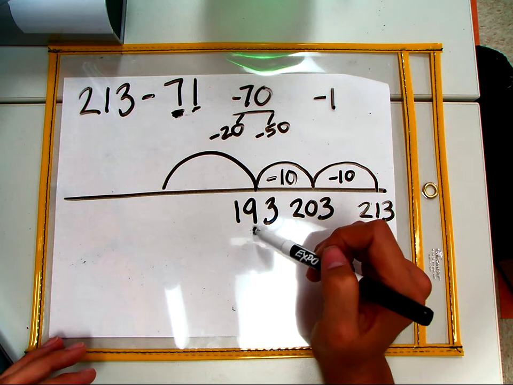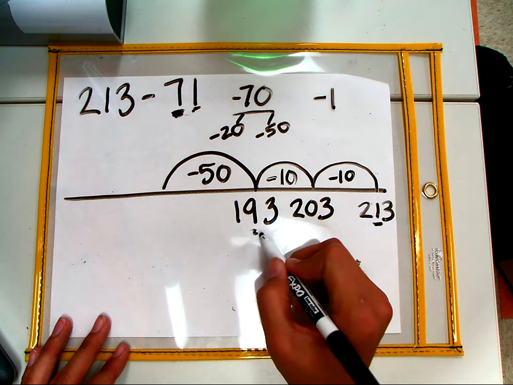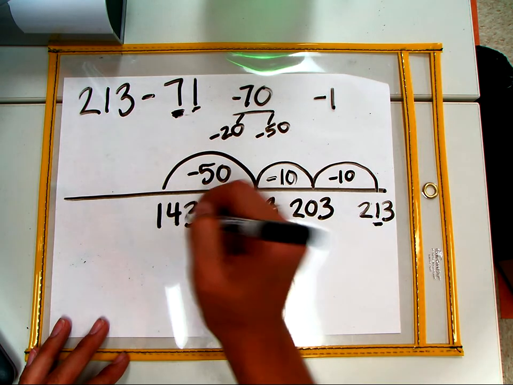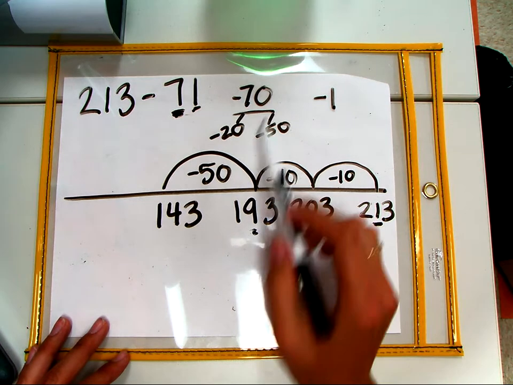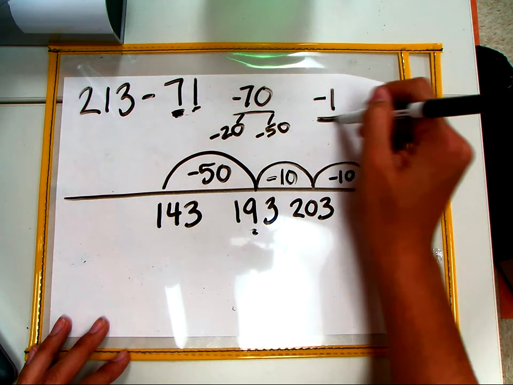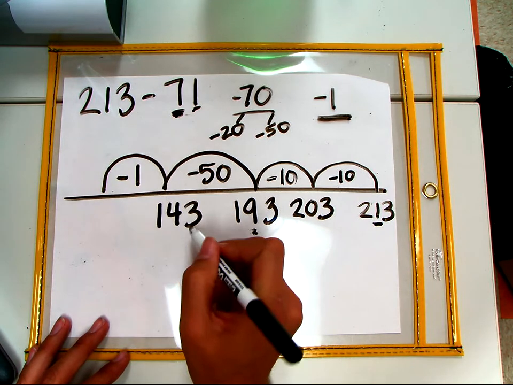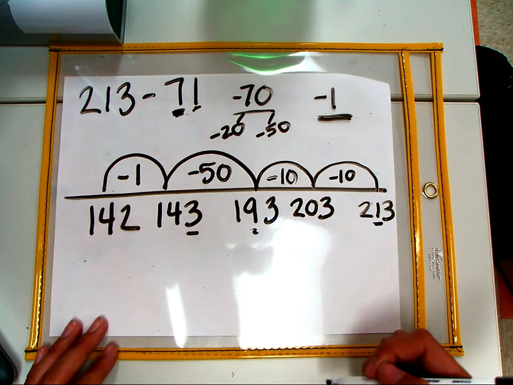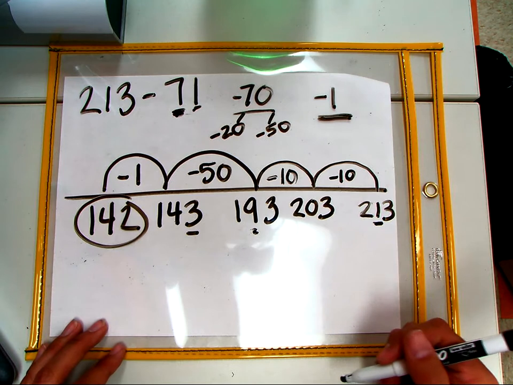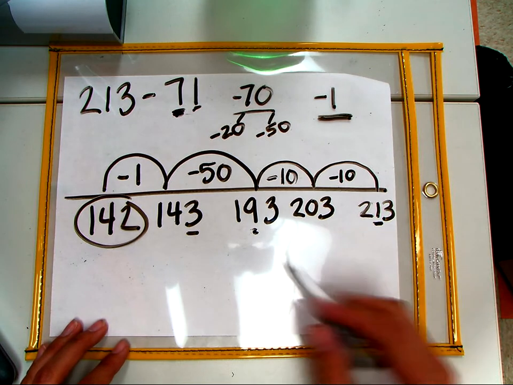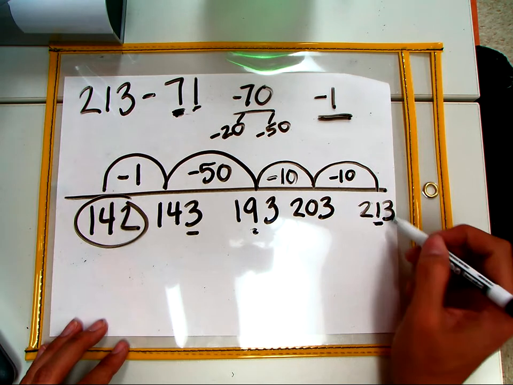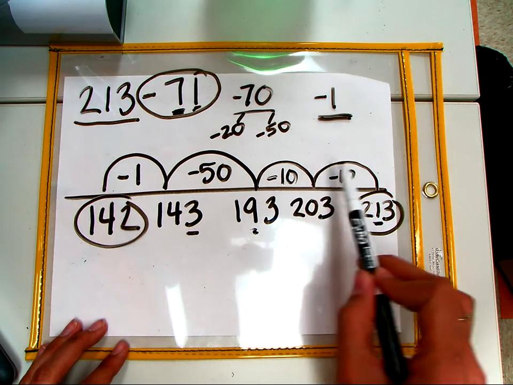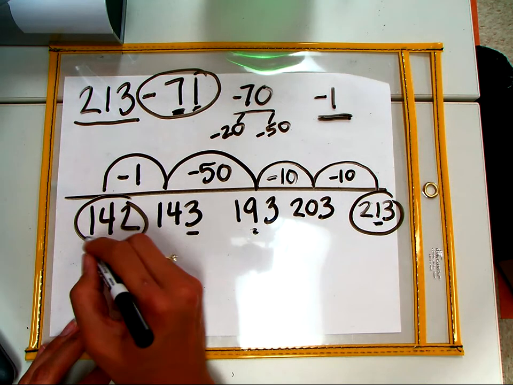Now that I have 9 tens, I'm going to do a jump of minus 50. So 90 minus 50 is 40, so this number will be 143. Now I've subtracted 20 and 50, which is 70, and I still need to subtract 1. So if I subtract 1 more, the ones place will change, and I will find my difference of 142 as my final answer. So when I check my work, I see at the top how much I've subtracted. I started at 213. I subtracted 70 and 1, which is 71, and my final answer was 142.